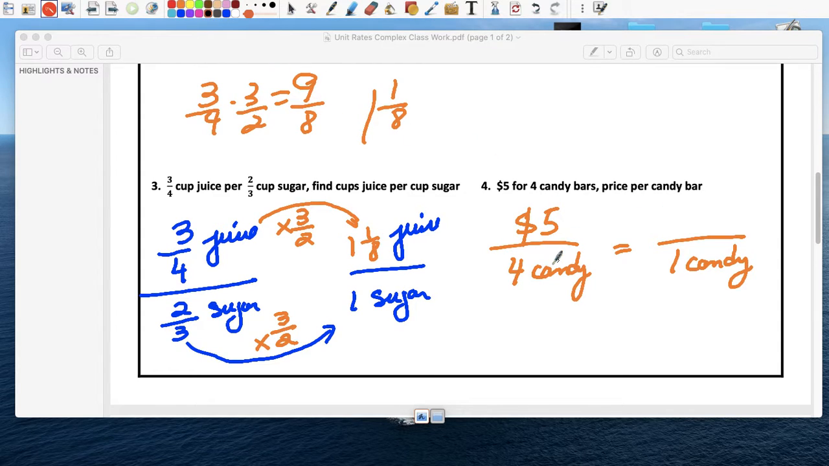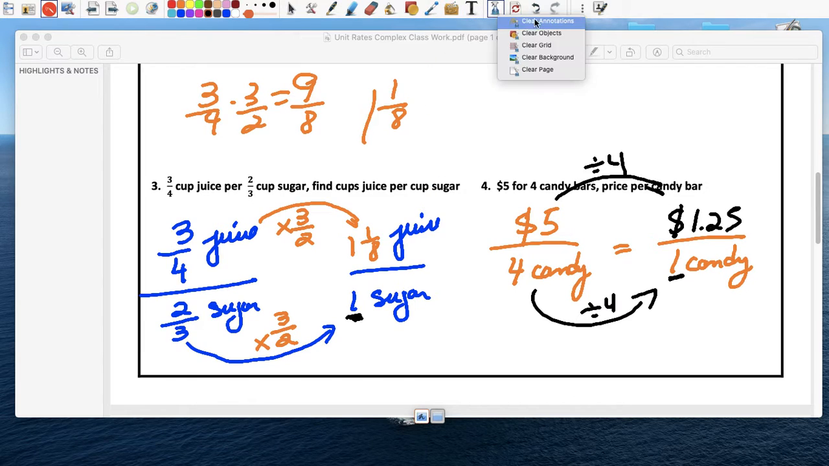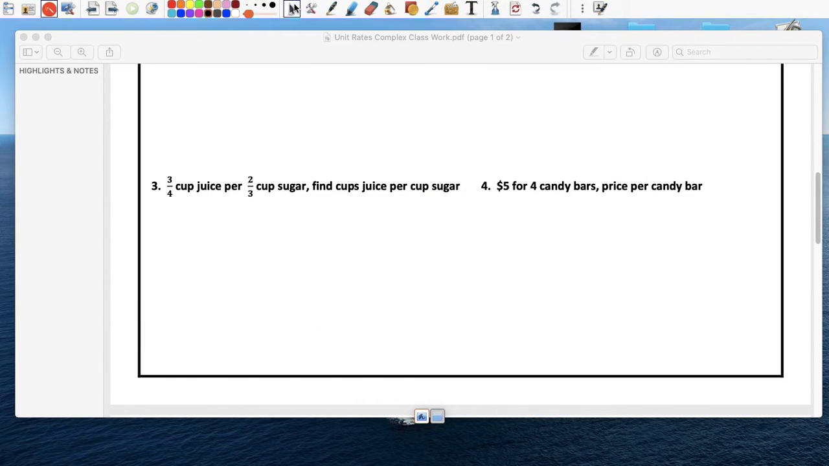Well, this one's a little bit simpler. Divide by 4. 5 dividido por 4 es 1.25. So cada uno me cuesta 1.25. And here, por cada vaso de azúcar, necesito 1 y 1 sobre 8 vasos de jugo. Okay.